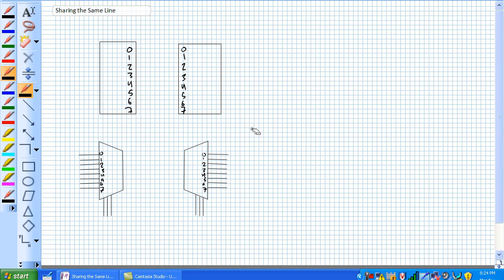Today we are going to discuss, basically, the big picture of sharing the same line with a multiplexer and a demultiplexer. So let's say we've got two systems here, system one and system two. It just so happens system one has eight outputs, 0 through 7, and system two has eight inputs. Well, you could easily string eight wires across and have that in parallel, and it'd be pretty fast communication.